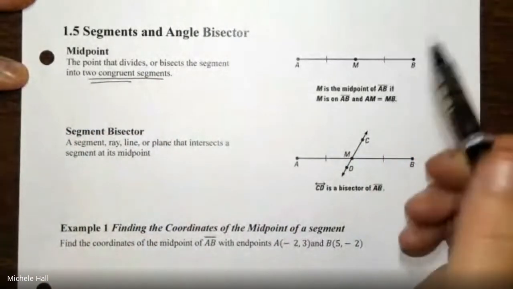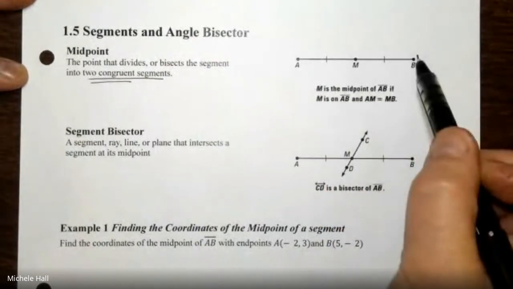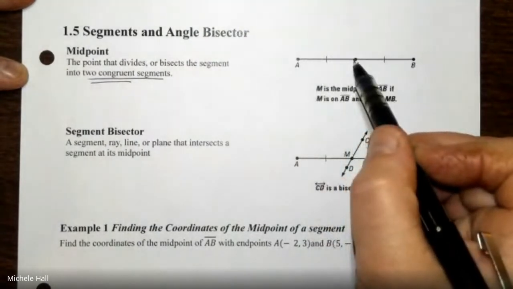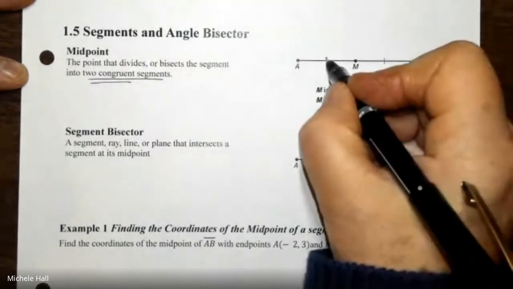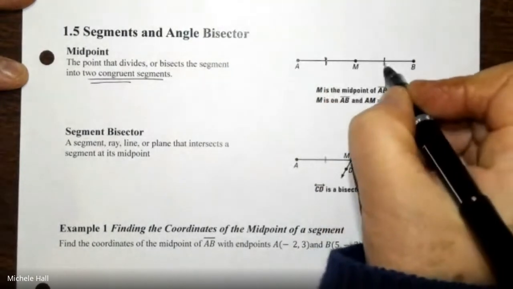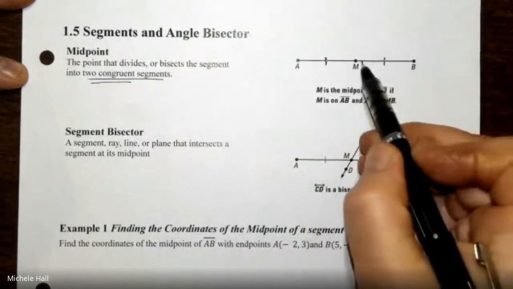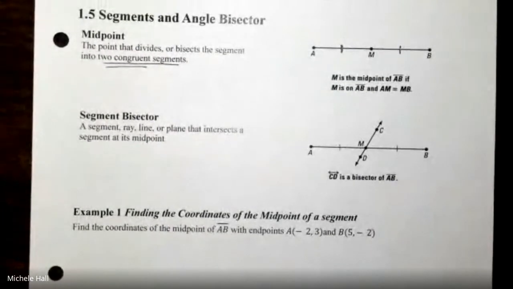Here we have M is the midpoint of line segment AB. That makes AM congruent or equal to MB. We like to put these markings here to show that I have this line segment AM congruent to line segment MB. Remember, in geometry, you need to write equations to be able to solve for X.